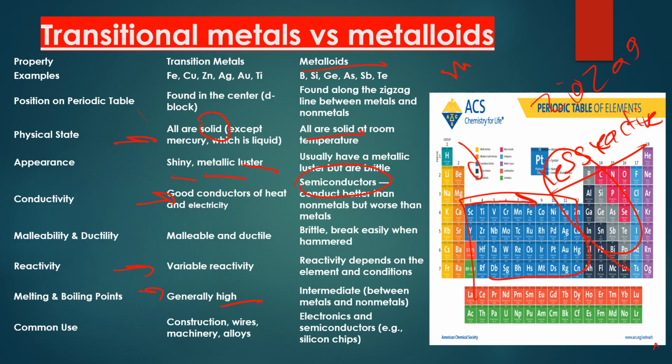They are solid at room temperature, like most metals. The only metal that is not solid at room temperature is mercury. It's the only one that is liquid. The reactivity depends on conditions, so not all metalloids are reactive. They are brittle and easy to break, not like most metals. That's like a non-metal property. They are semiconductors, and an example is silicon chips. We can use it as a semiconductor.